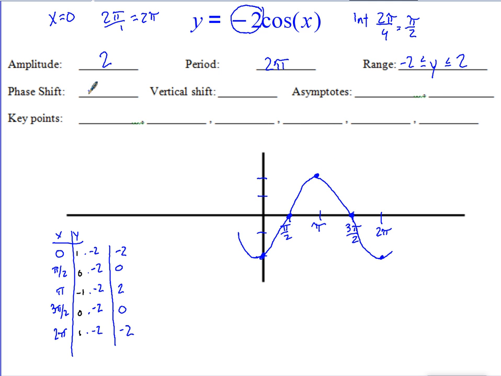Phase shift for this one is none, or 0. My first key point is 0. This is exactly like sine. Vertical shift, exactly like sine, is whatever is added or subtracted at the end. In this case there is not, so there is no vertical shift. Just like sine, cosine does not have asymptotes, so that is irrelevant. Then key points, I would again copy the values from my table. I'm not going to do all of them for the sake of time, but you would do all 5 of them there.